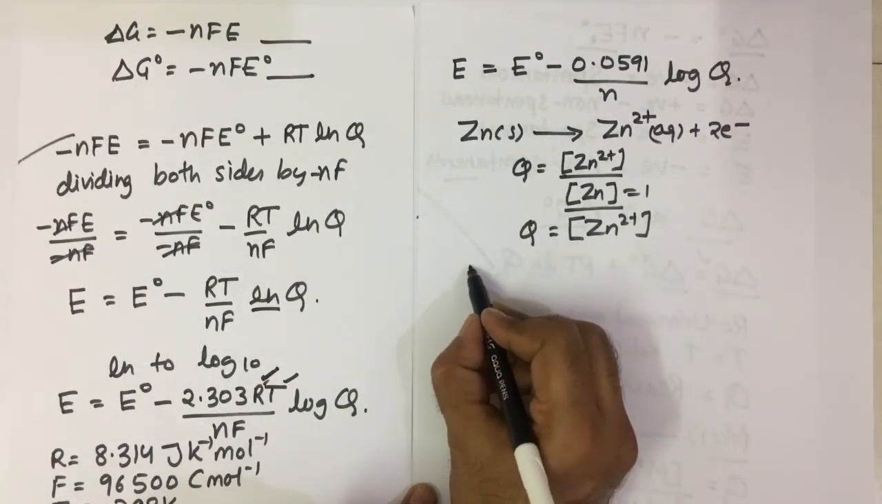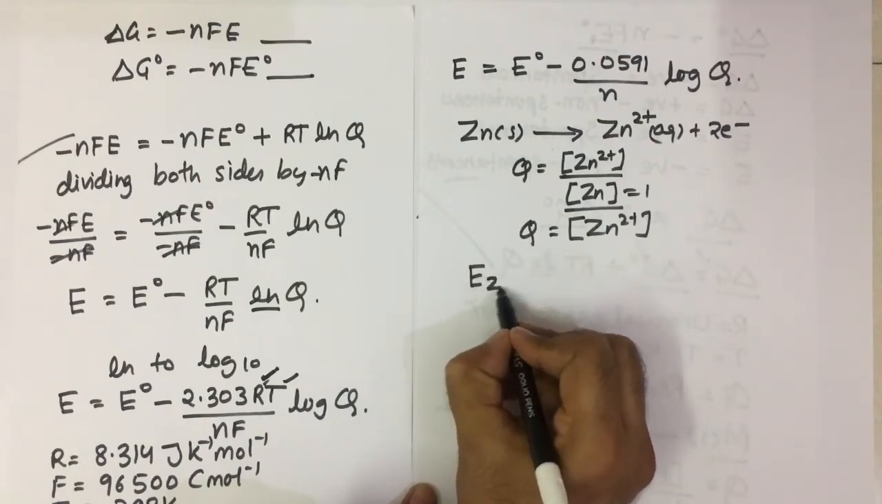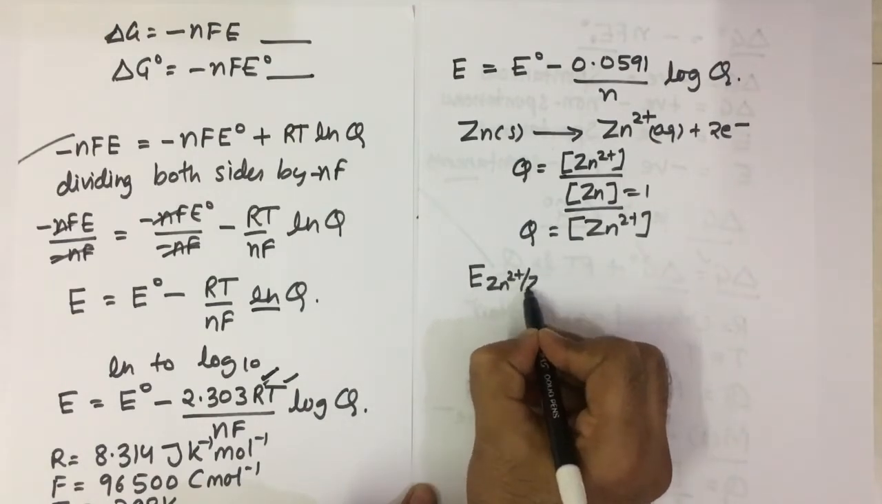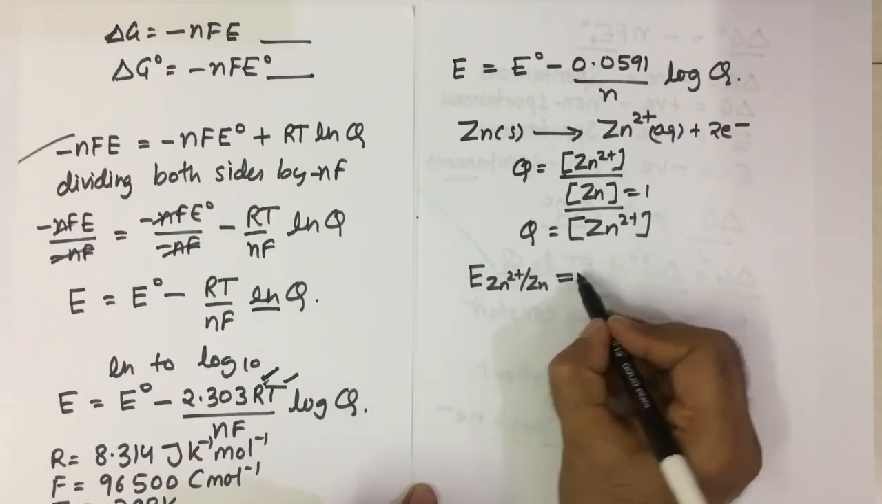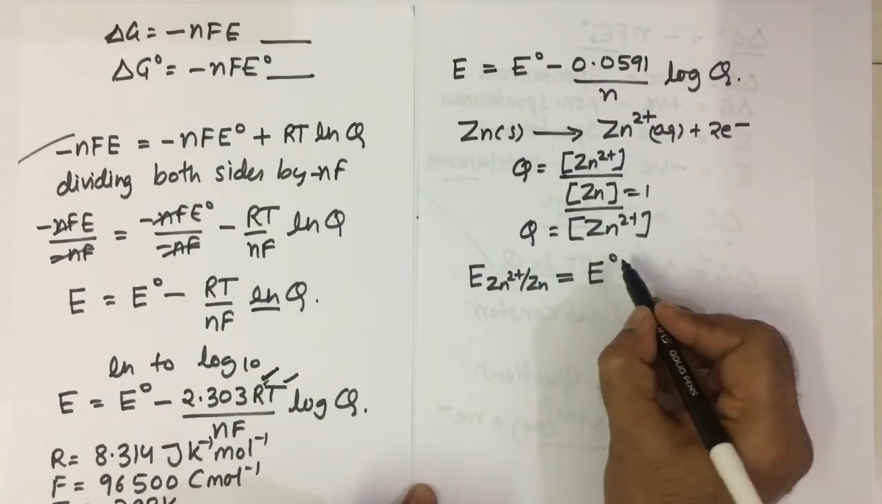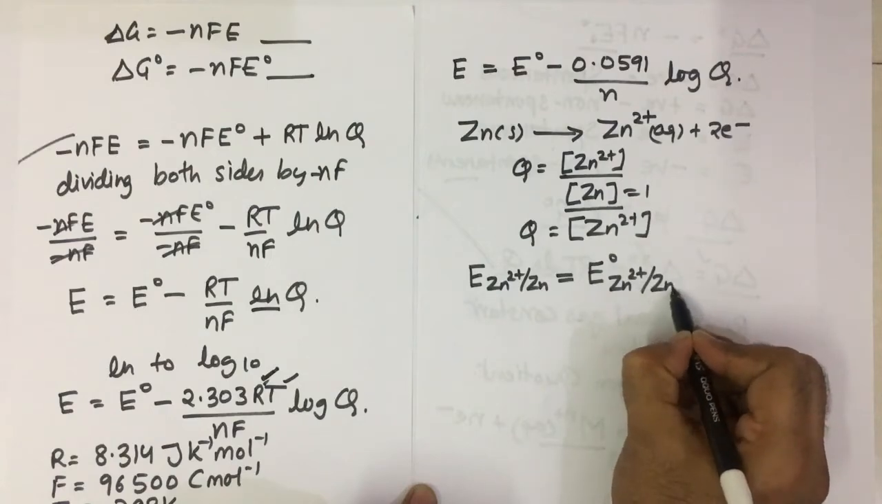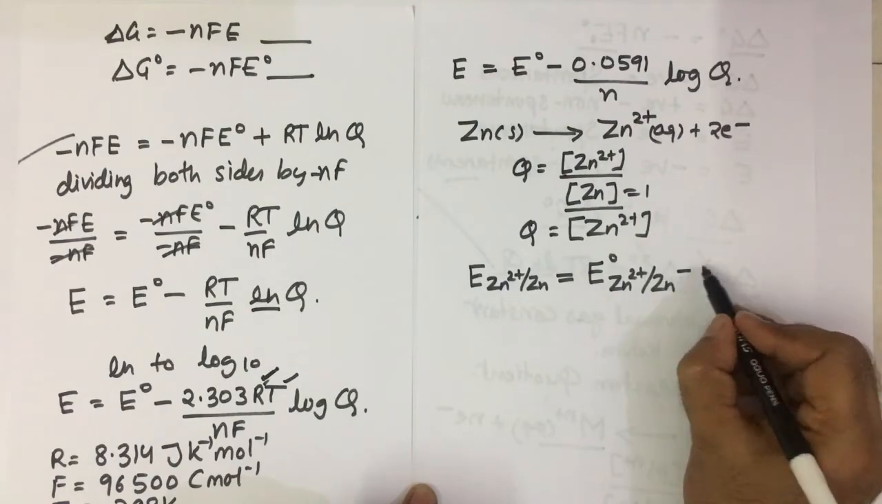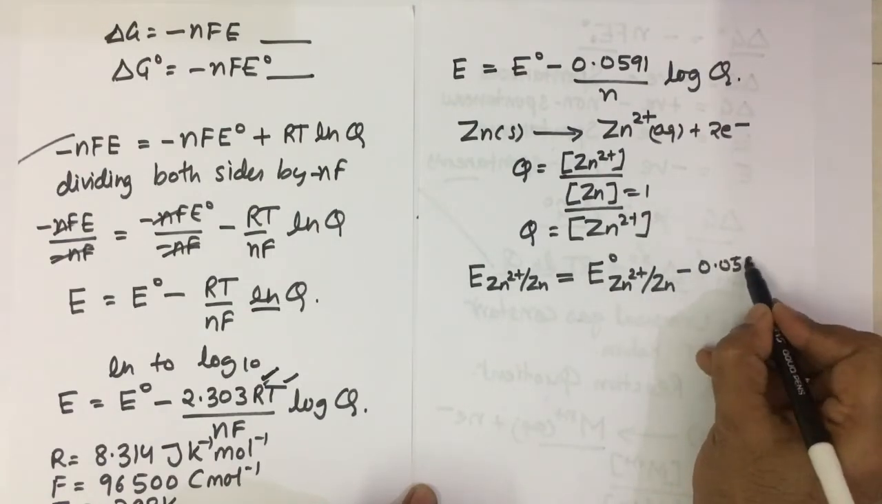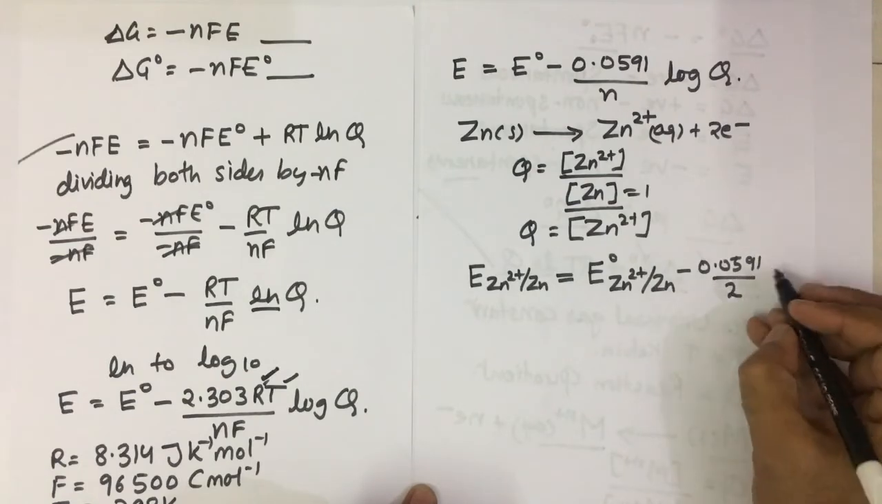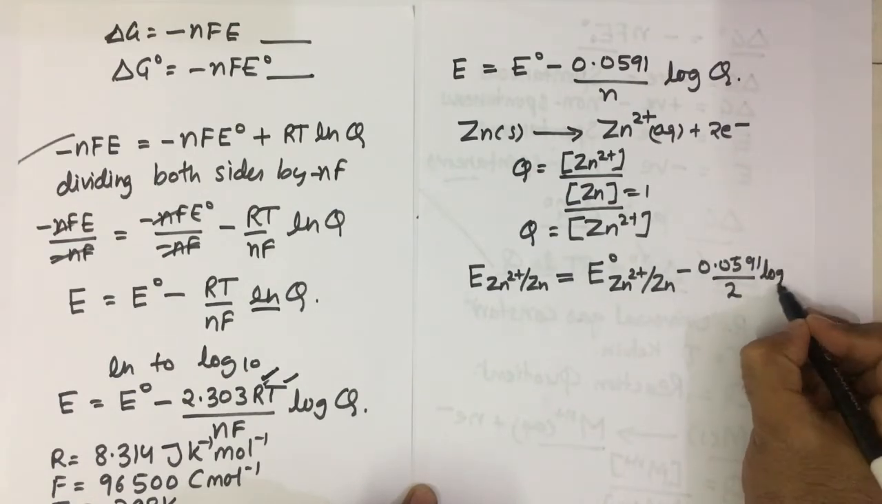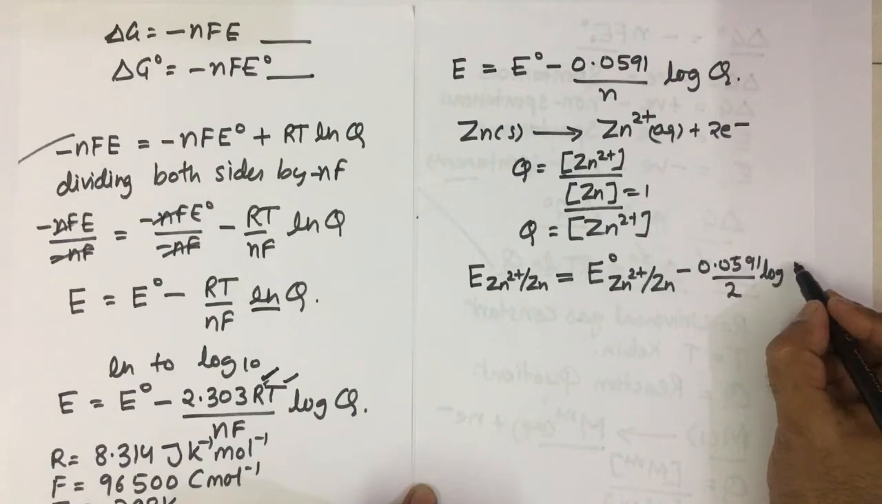We got E of Zn2+ upon Zn is equal to E naught of Zn2+ upon Zn minus 0.0591 upon 2 log of Zn2+.